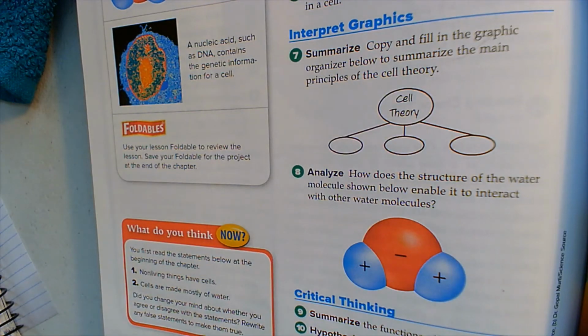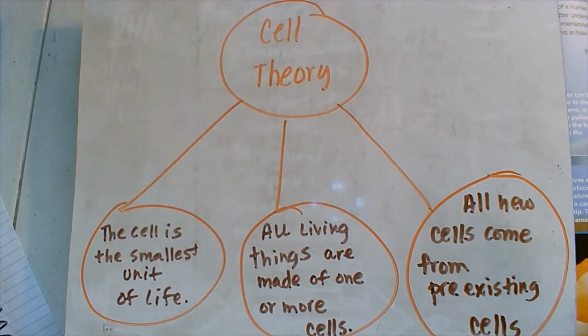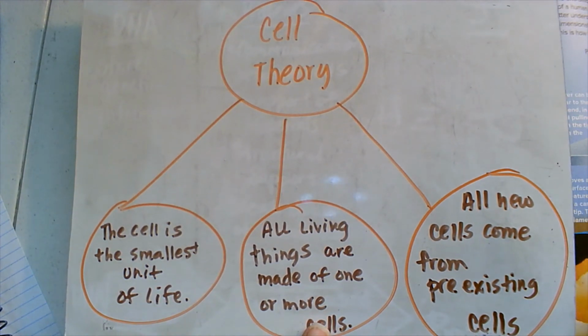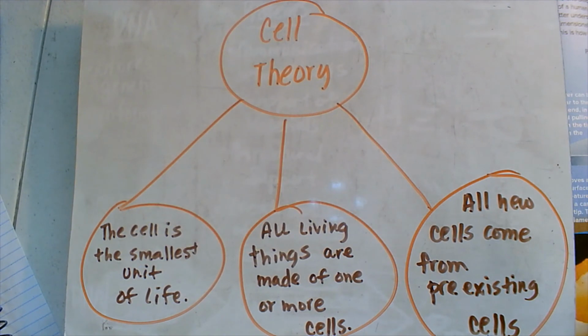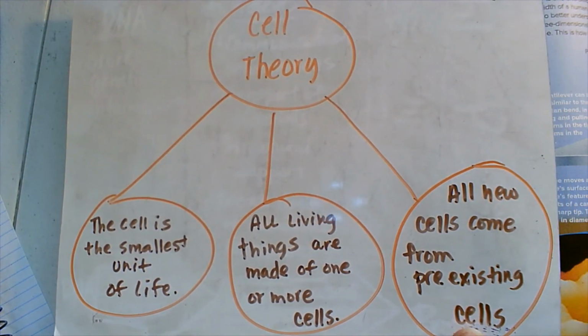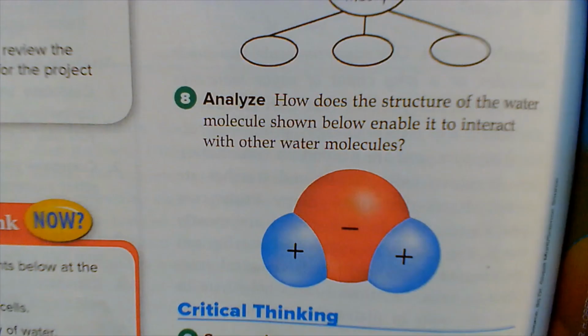Number 7 says to summarize. Copy and fill in the graphic organizer below to summarize the main principles of the cell theory. The principles of the cell theory are: the cell is the smallest unit of life. All living things are made of one or more cells, and all new cells come from pre-existing cells.